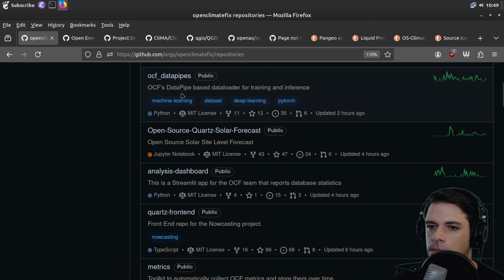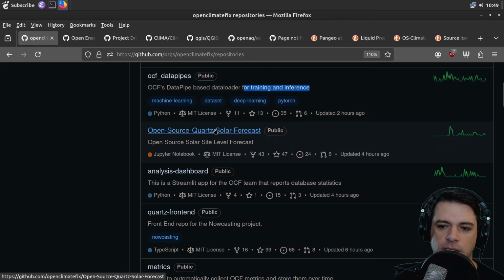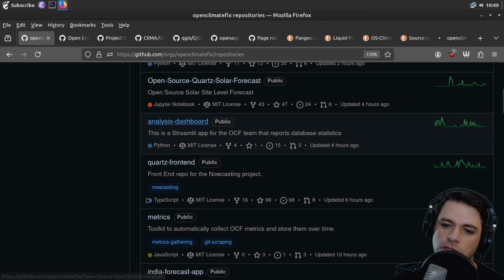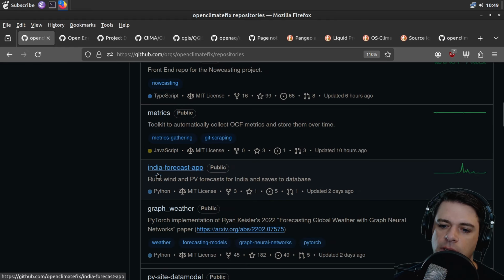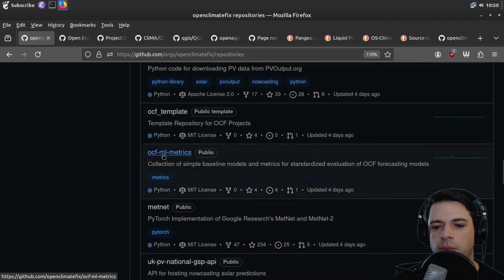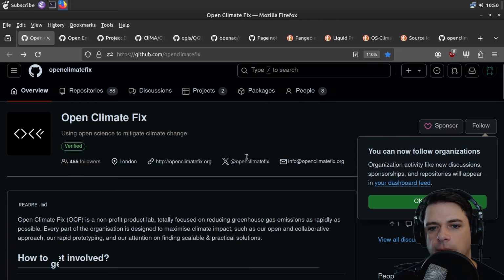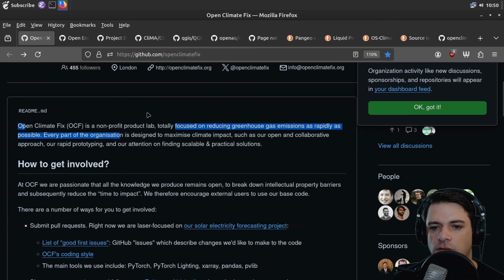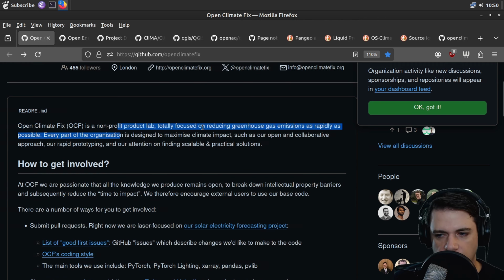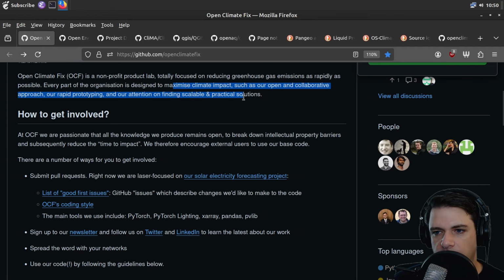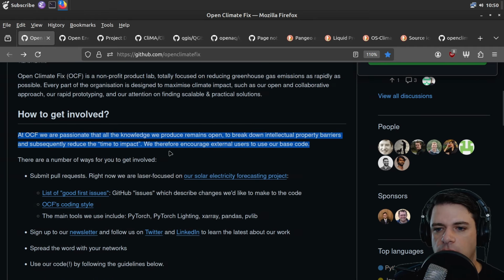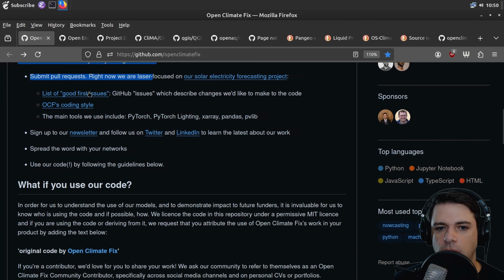PVNet, data pipe for training and inference. Quartz Solar Forecast. I don't know what that is. Quartz front end. India forecast app. Graph Weather. So these look possibly interesting. I'll bookmark this page. So they're a nonprofit product lab totally focused on reducing greenhouse gas emissions as rapidly as possible. Every part of the organization is designed to maximize climate impact. And then there's this how to get involved, but you can submit pull requests.